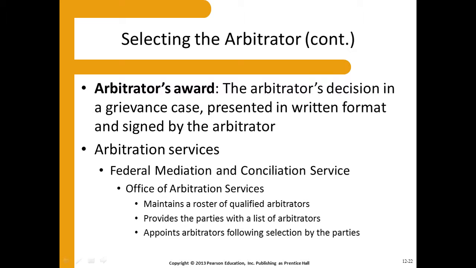One source of arbitration panels is the Federal Mediation and Conciliation Service's Office of Arbitration Services, or OAS. Their responsibilities include maintaining a roster of arbitrators qualified to hear and decide labor questions and labor management disputes. They provide the parties involved in CBAs with a list of experienced panels of arbitrators, and they appoint arbitrators following their selection by the involved parties. So this was the tribunal we talked about earlier. The OAS maintains a roster of about 1,600 private arbitrators, and the maintenance of this roster requires the establishment of and adherence to high standards of qualification.